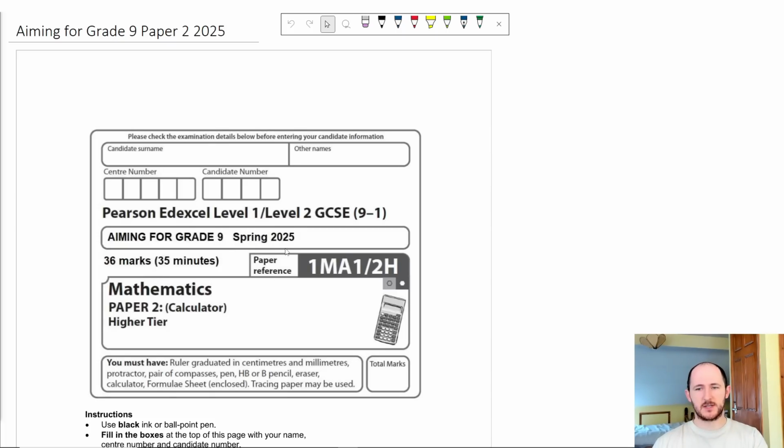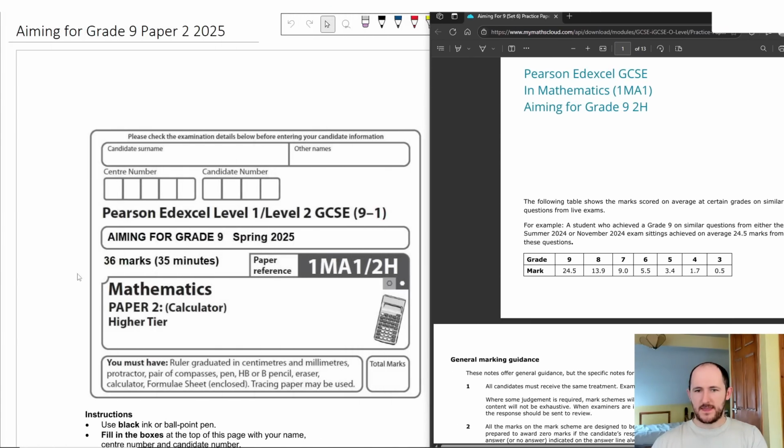So once again, we're doing these 2025 aiming for grade 9. This time it's paper 2. So this is all of the different topics that last year's year 9s, grade 9s, really struggle with. Once again, if I show you just the mark scheme part of this, it's a 36 mark paper, so the average grade 9 student last year managed to score, let's say, 25 marks on these questions, so that's what you're kind of aiming for. Grade 8, 14, grade 9, only 9, which is interesting, that's only a quarter of these questions right, and then it kind of gradually goes down, so if you want to pass, just get 2 marks.